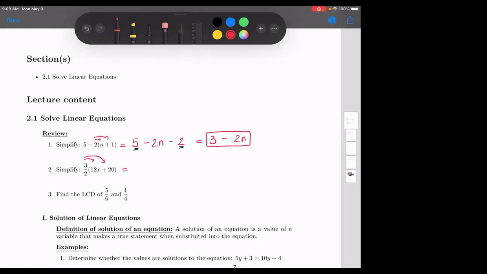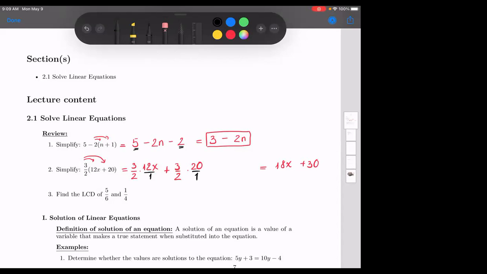Would it be 18x plus 30? Okay, let's see. 18x plus 30. Right. So distribute the 3/2 into 12x, right? So 3/2, I'm gonna do slowly, times 12x. Instead of 12x, I'm gonna rewrite it as 12x over 1. Is that okay? And then 3/2 times 20, or 20 over 1, right? And then when you multiply two fractions, you just multiply across, right?